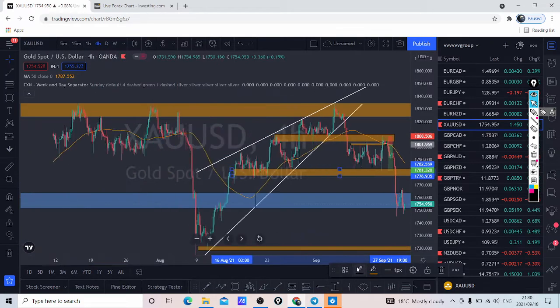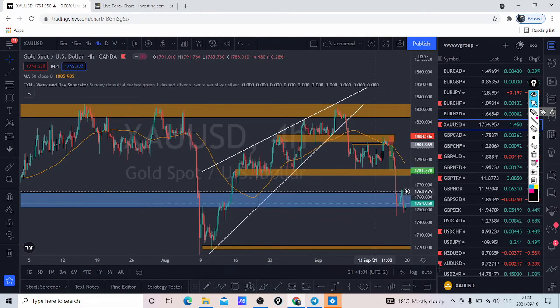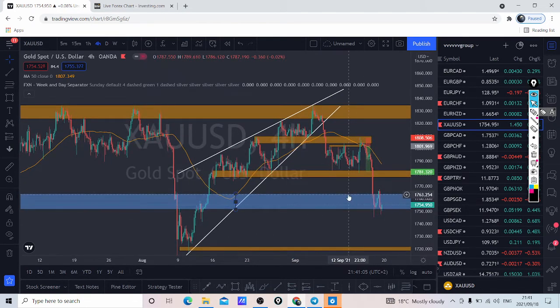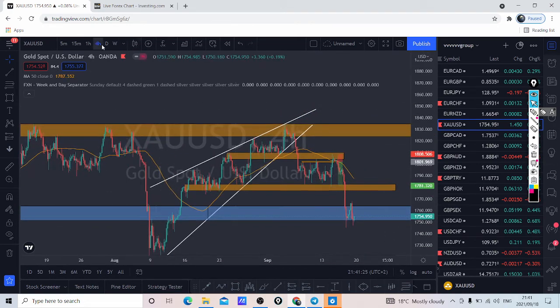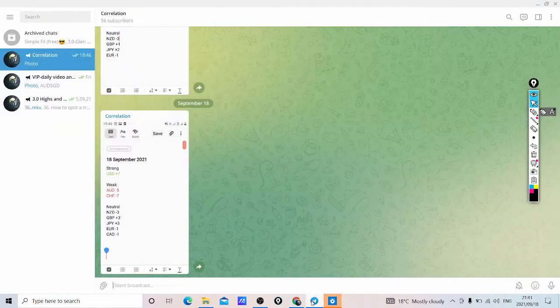I'll be doing gold, and then I'm going to do AUDUSD. Okay, so those are the two that I'm going to do for you today. But maybe next week I'll decide whether I want to do maybe three pairs or maybe five pairs. But for now I just want to do two. So let's look at gold. Let's firstly look at our correlation, because correlations give us a direction.